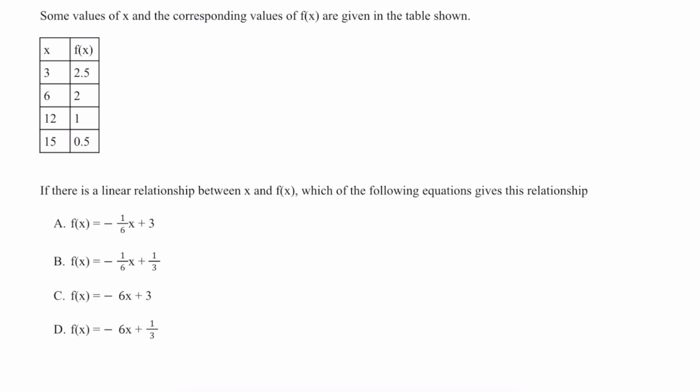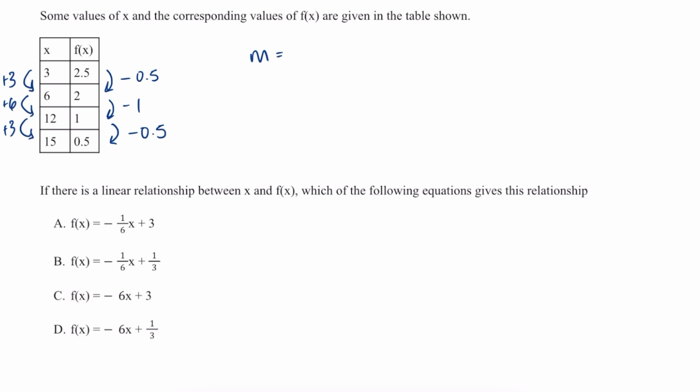First, we're going to solve for our slope, m, which is our change in y over the change in x. So if we look at our f of x values, we'll notice that it decreases by 0.5, 0.1, and then 0.5 again. And then over on the x side, it increases by 3, by 6, and by 3 again.